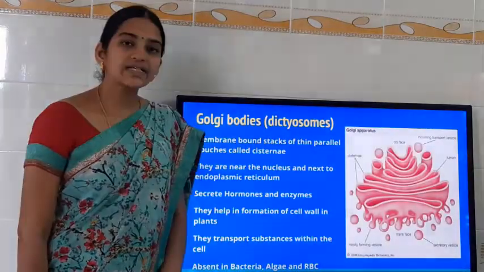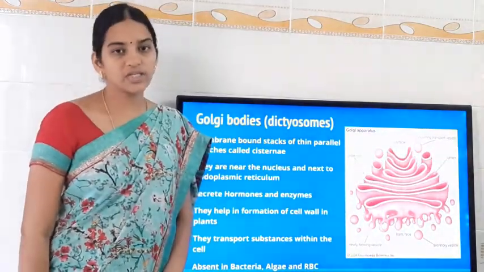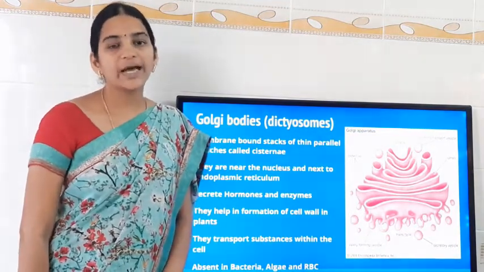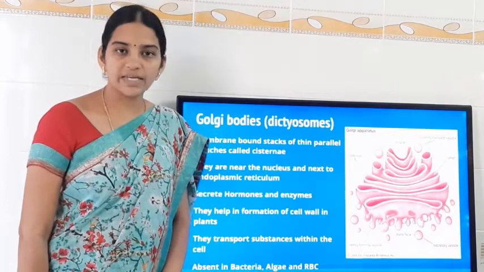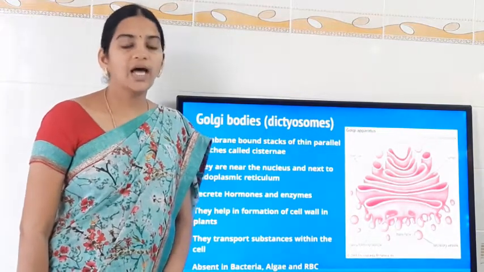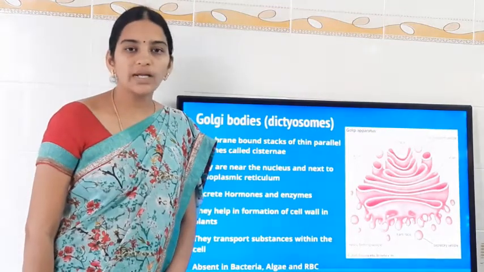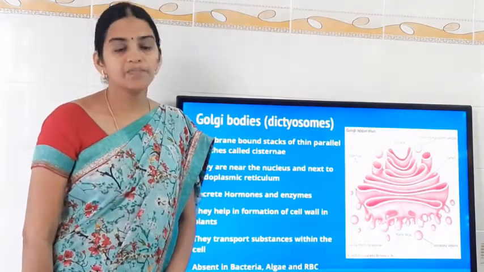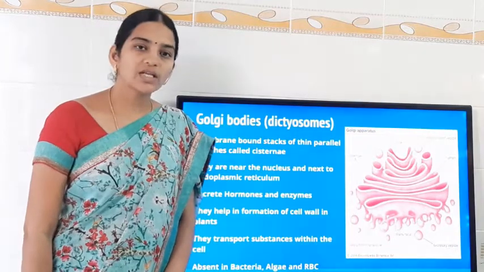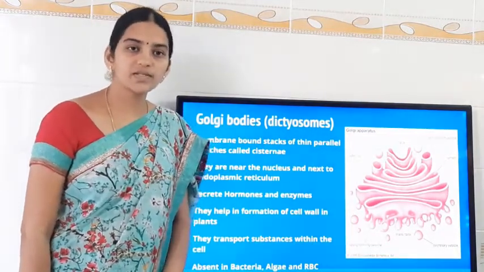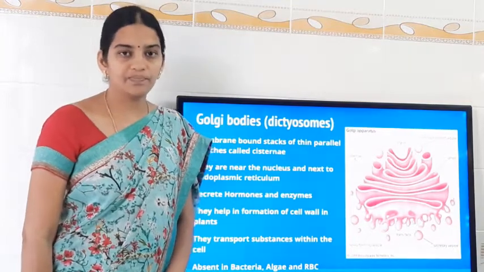Next, we will discuss the functions of these Golgi bodies. The functions of Golgi bodies are: it helps to synthesize some enzymes and proteins, and it also helps in the formation of the cell wall in plant cells. And these Golgi bodies are also involved in the transport of substances within the cell.